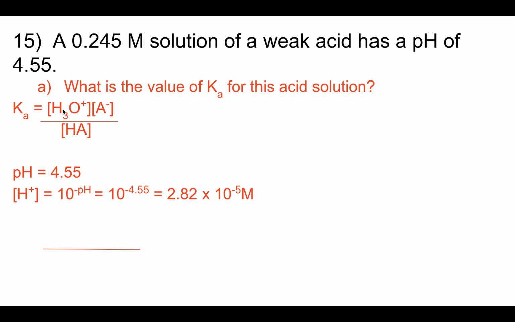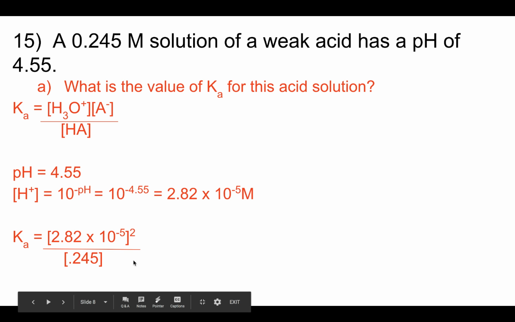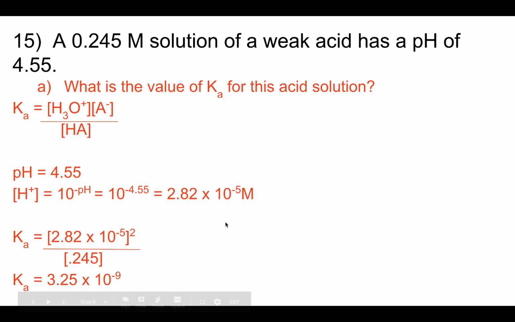Now, because we can assume that this is a monoprotic acid, that's all that we've worked with, this is going to be a 1-to-1 ratio. So for every one hydronium ion that's created, one conjugate base is created. And so what we can say on the top of our Ka expression is that we're going to square that hydrogen concentration. So that's our hydronium and our conjugate base. And then we're going to divide it by the concentration of our acid that we were given. So when we do that math, we get a Ka value of 3.25 times 10 to the negative ninth.